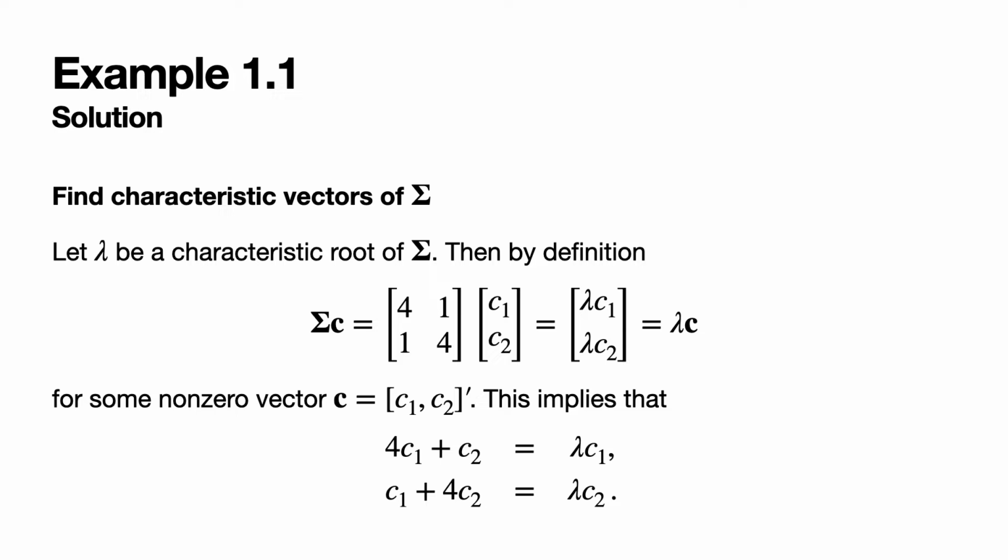Okay, and so we have this vector equation, and in order for that equality to hold, the corresponding entries must hold. And so that implies that 4 times c1 plus c2 is equal to lambda times c1, and also c1 plus 4 times c2 must be equal to lambda times c2. And so we have two equations with two unknowns. And so now we have to use some algebra to try to solve this equation.